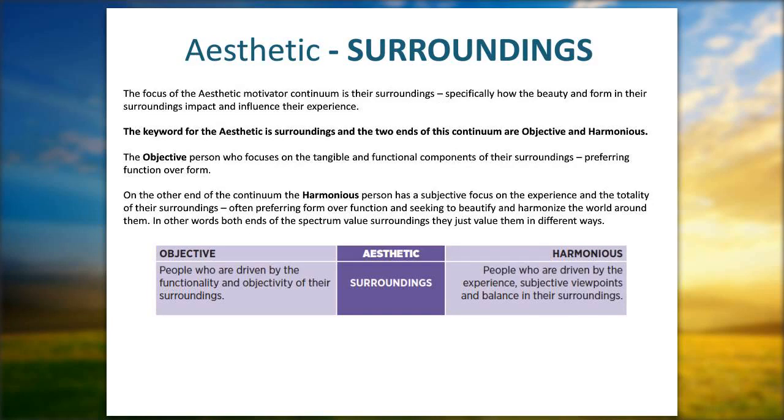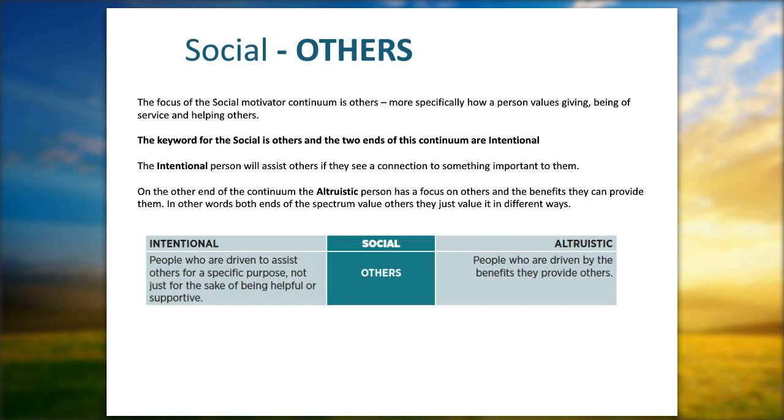Next, one of the keywords is aesthetic, and this is talking about your approach to surroundings. We have 2 approaches. We have the objective approach, which is I want everything functional and objective. Chaos doesn't bother me. To the opposite end, which is the harmonious. So these are people who are driven by a subjective viewpoint, how things look and feel. They want to have balance and harmony. They want to be the harmony makers in the environment. So where did you land? And that is aesthetic surroundings.